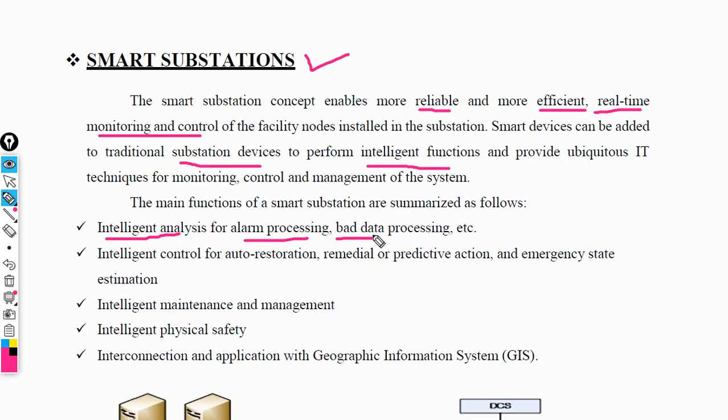Also the substation requires auto restoration. Then remedial action is required, and predictive action is required. Then emergency state estimation is required. Also maintenance and time management are required. Also a skilled and knowledgeable person is required for the smart substation. Also physical safety is required. These are the important functions needed for a smart substation.